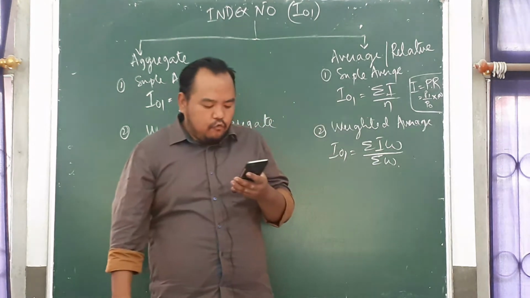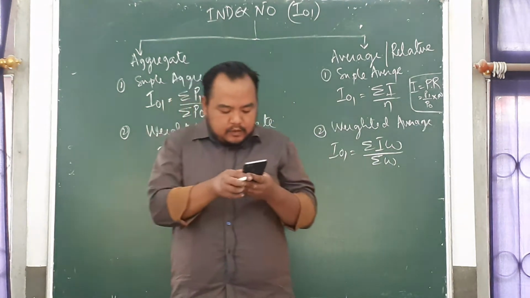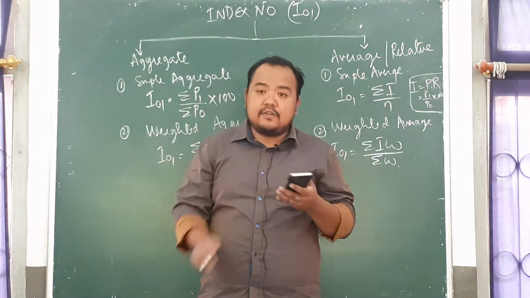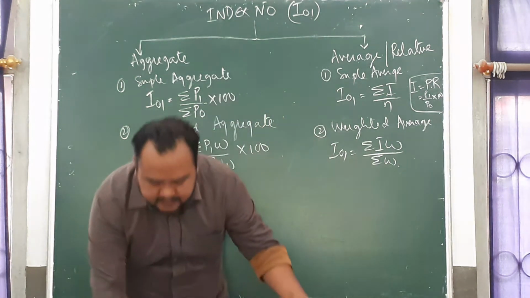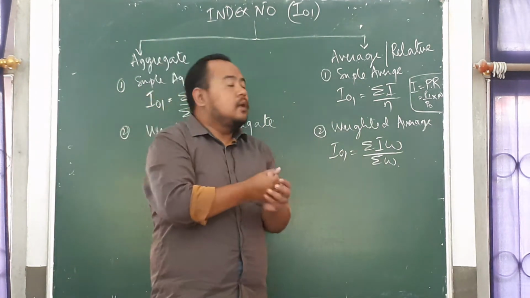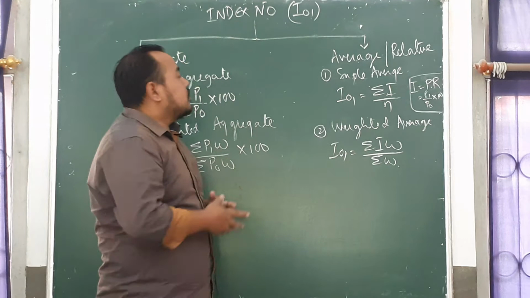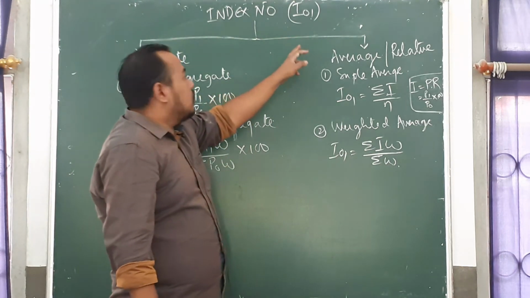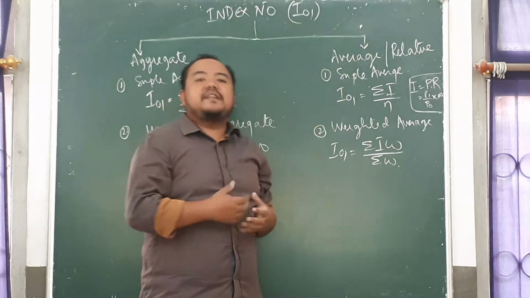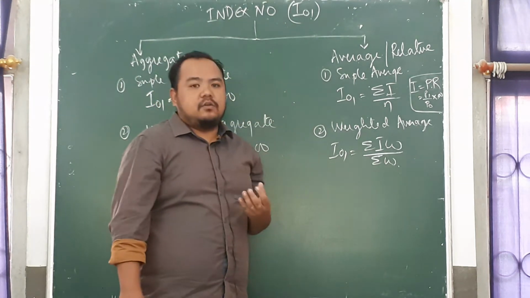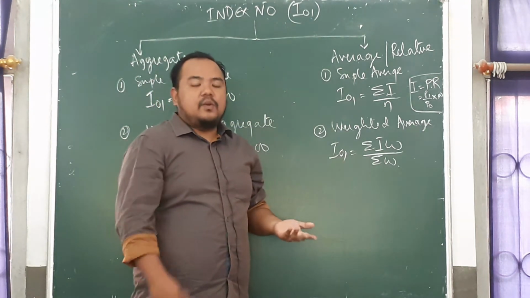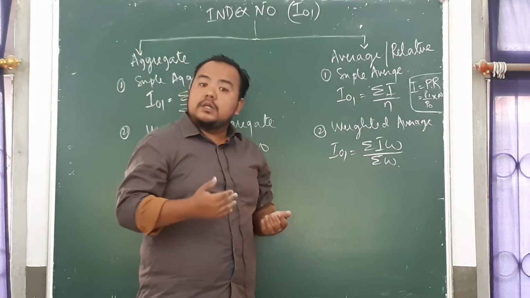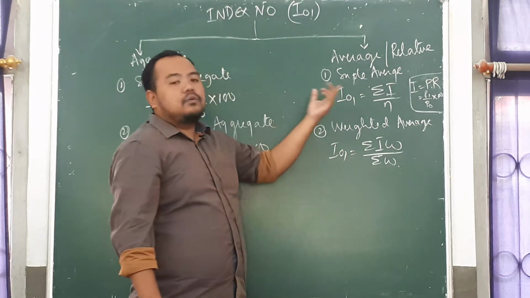So these are the four formulas which we will be using. This is page number 776. Now before I start with the problems, just have a look. The chapter which we started was index number. This is I01, capital I01. What does 0 stand for? 0 stands for base year and 1 stands for current year. With which year you are comparing? We are just comparing the prices of different commodities using this particular formula.